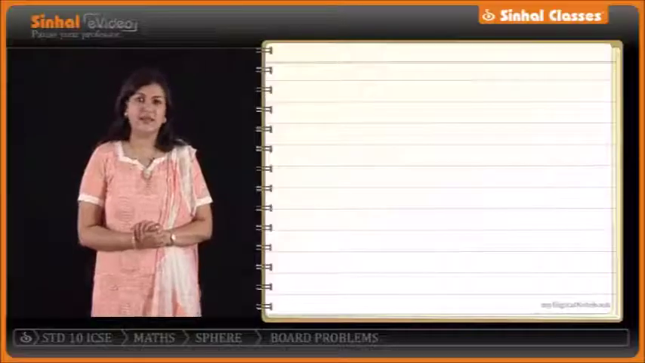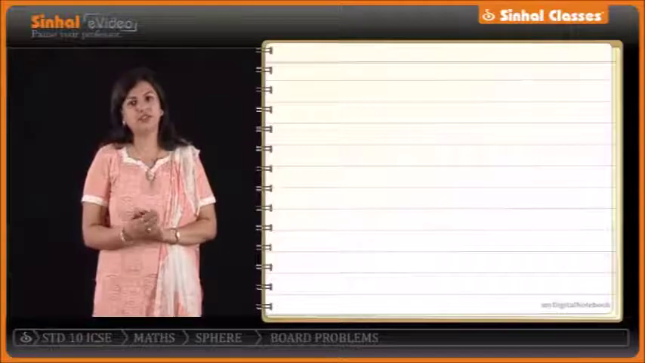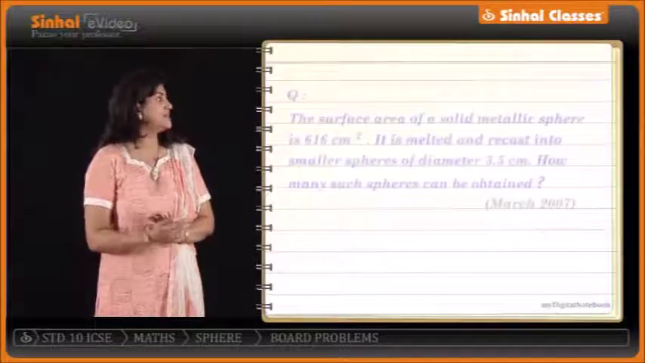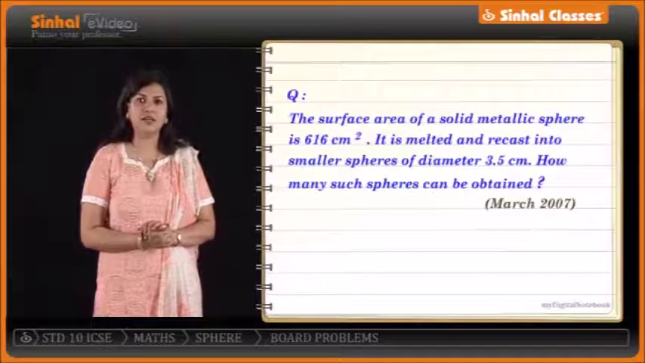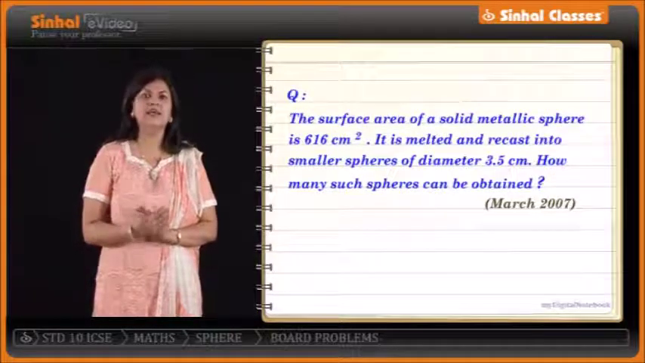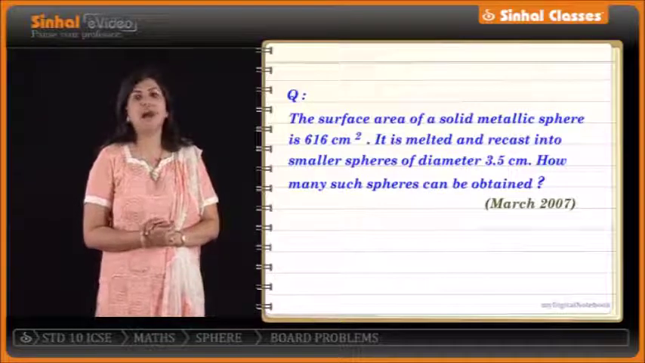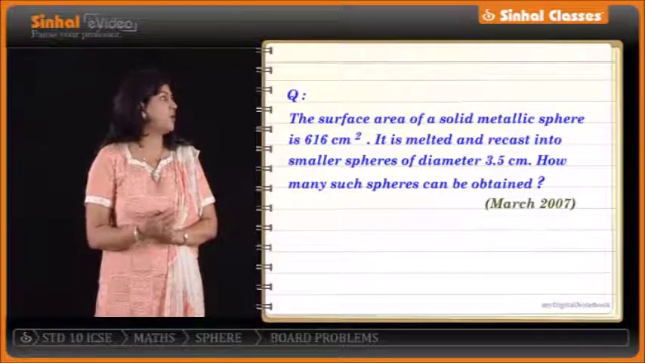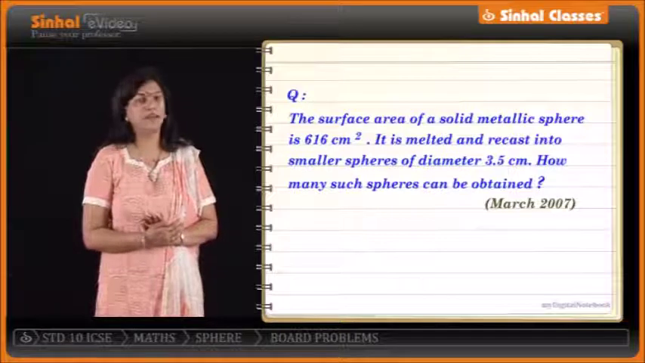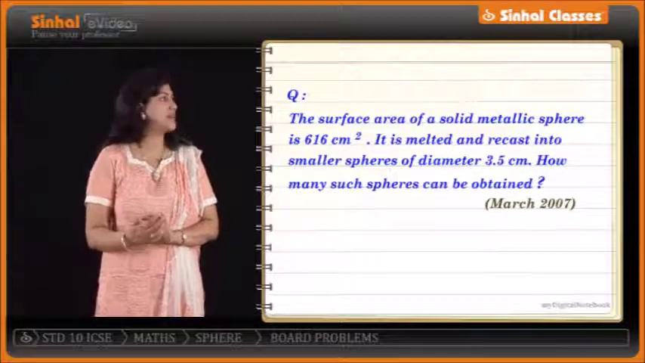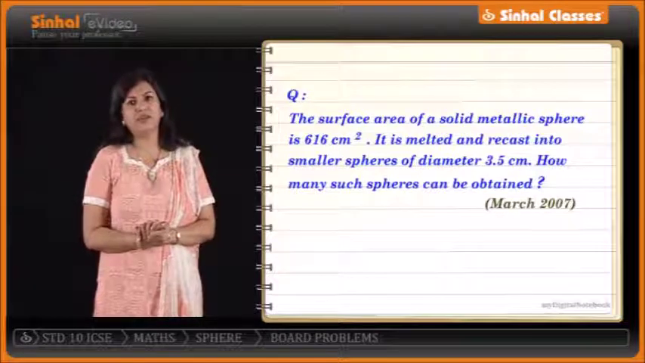Now let's take the second board problem, that is the March 2007 board question. It says the surface area of a solid metallic sphere is 616 centimeters square. It is melted and recast into smaller spheres of diameter 3.5 centimeter. How many such spheres can be obtained?